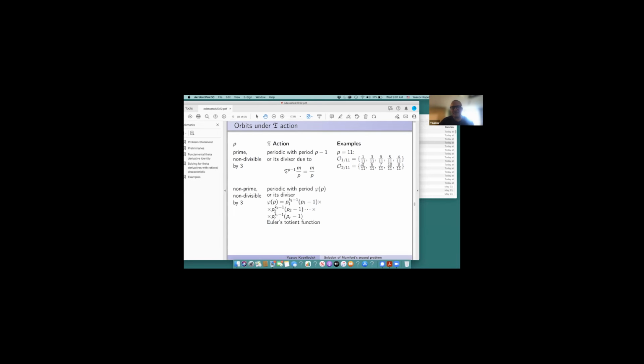So this is a more detailed analysis of what's going on. This is a prime not divisible by 3. If you have a prime divisible by 3, then you have a more granular analysis based on Euler's theorem. This is an example, let's say, of p equals 4.